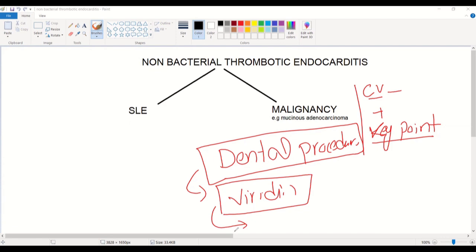Subacute. Limit dextrin, right? So limit dextrin is a carbohydrate that is the culprit.